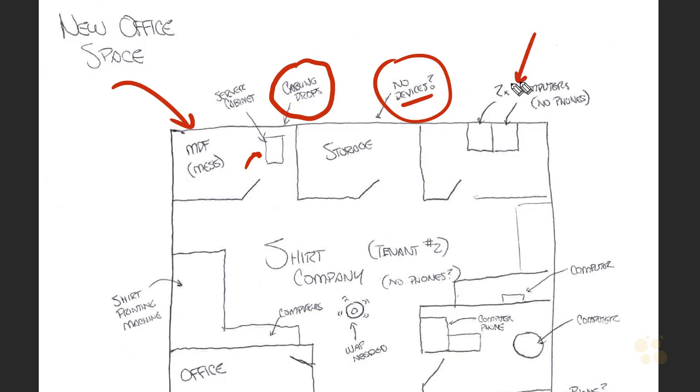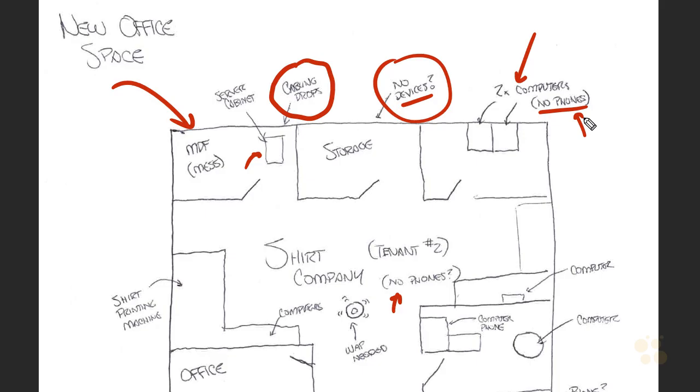I identified this room as 2 computers with no phones because I'm starting to think this is very strange. We've got a shirt company that has no phones. Either it's a very small shirt company that runs everything off of their cell phones, or this is a potential missed expectation where I'll do all the cabling and they'll say, well, what about the phones? And I'll go, what phones?